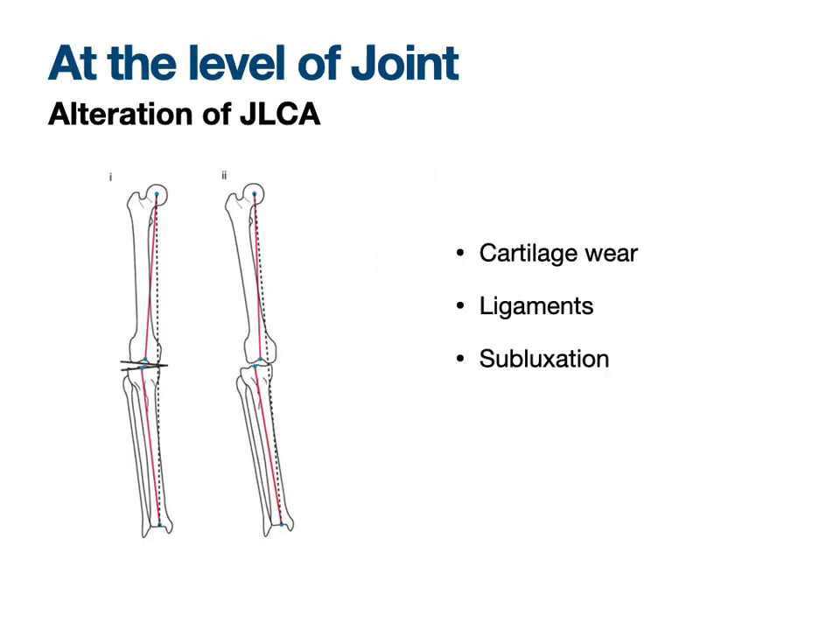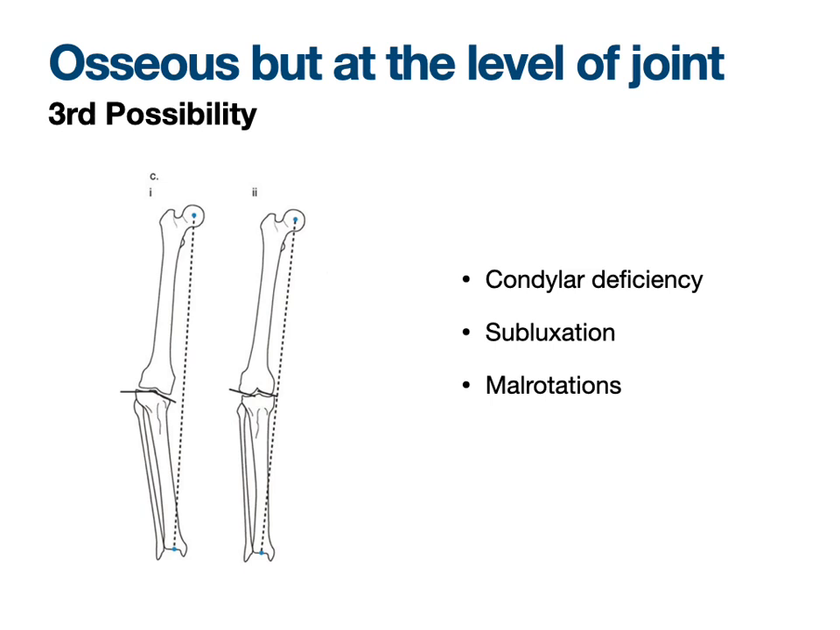If there is an alteration of JLCA, then it could be a cartilage wear, ligament or subluxation, which can be seen in this image. And sometimes it could be because of this. We will see that there is condylar deficiency, in which you can see clearly the joint line is not symmetrical. If you look at the first image, clearly the medial side of the tibia has collapsed, and that is why if you draw the tibial joint line, there is not a single tibial joint line. And although there are so many classification systems drawing a joint line here, the right way would be to draw a lateral joint line and a medial joint line for the tibia.